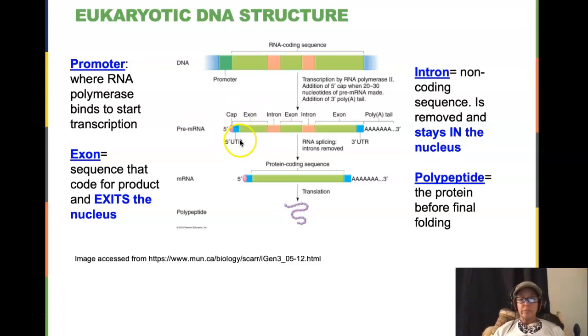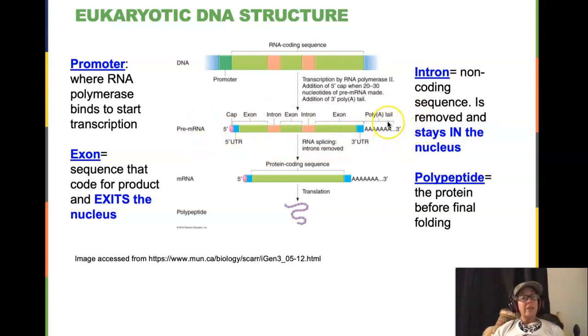We get what's called a 5' cap, a single guanosine nucleotide that gets stuck on the 5' end to protect it. We get a 3' poly A tail because there are multiple adenine ribonucleotides attached to it. And again, that protects it. UTR stands for untranslated region. These are nucleotides, but they are not going to be read by the ribosome to get translated.